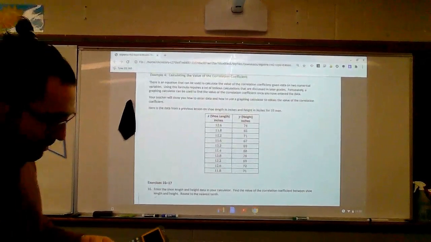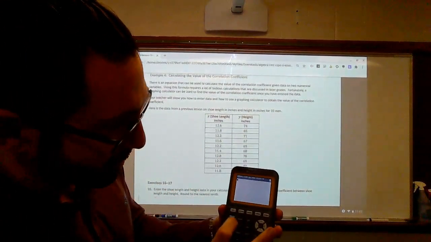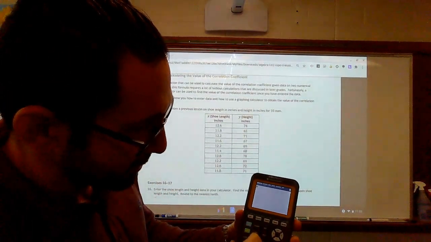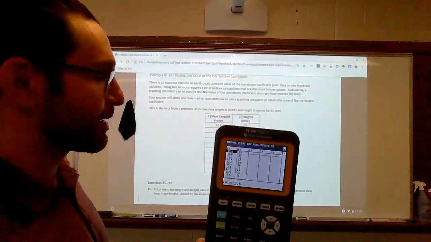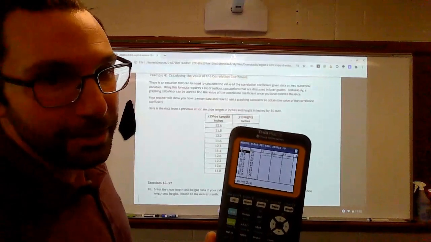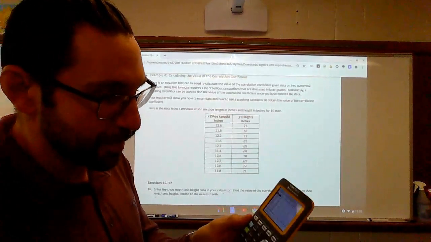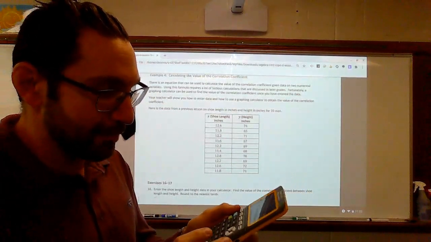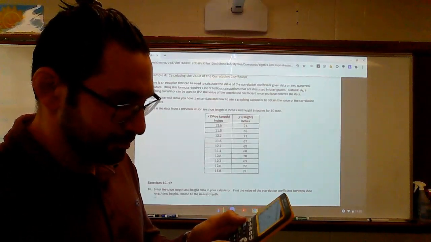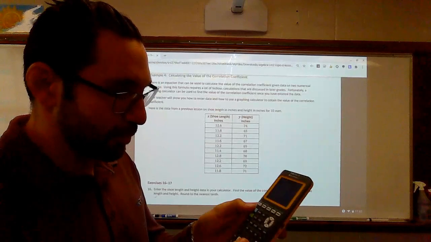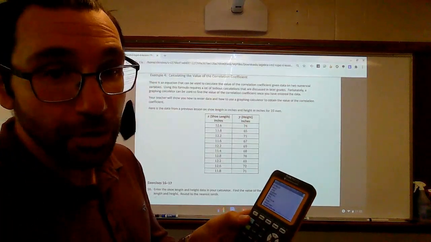Which is our shoe lengths, which I believe I still have in my calculator. So I go to stat, I go to my list. I've still got my shoe lengths in there. So how do we find the correlation? Well, first off, we need to make sure that we've got everything in here correctly. We want to make sure that we've got everything turned on.